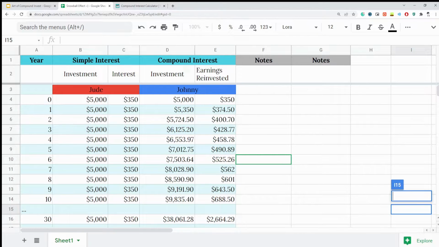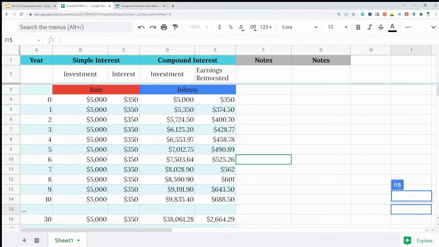Okay, I'll leave this spreadsheet also in the description, so feel free to make a copy to meet your needs. On the left side, we have Jude using simple interest and Johnny on the right side using compound interest. The major difference between the two is that Jude withdraws the interest earned, whereas Johnny reinvests the earnings received. And if you guys don't know what earnings is, earnings here represents the capital gains and dividends.